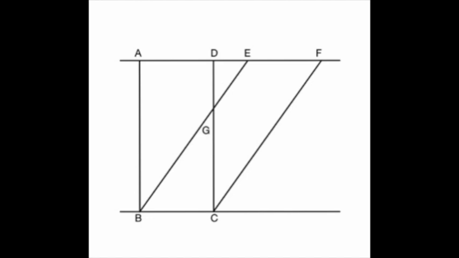The four-sided figure ABCD is a rectangle. All four angles are equal right angles. The opposite sides are equal. The opposite sides are parallel.